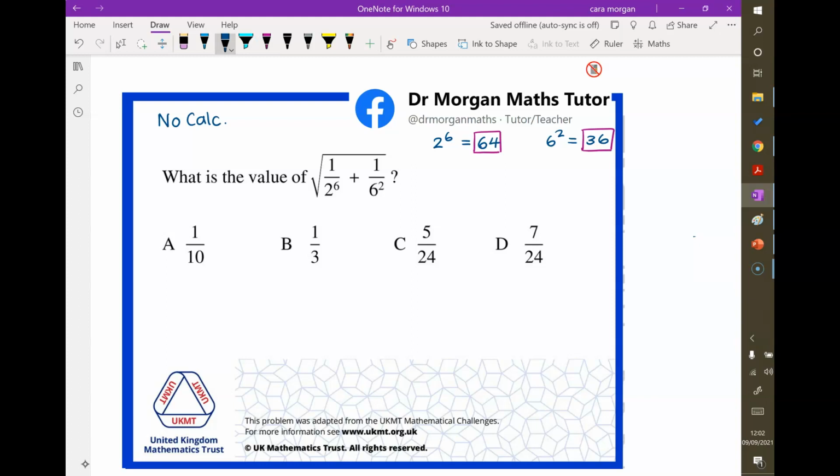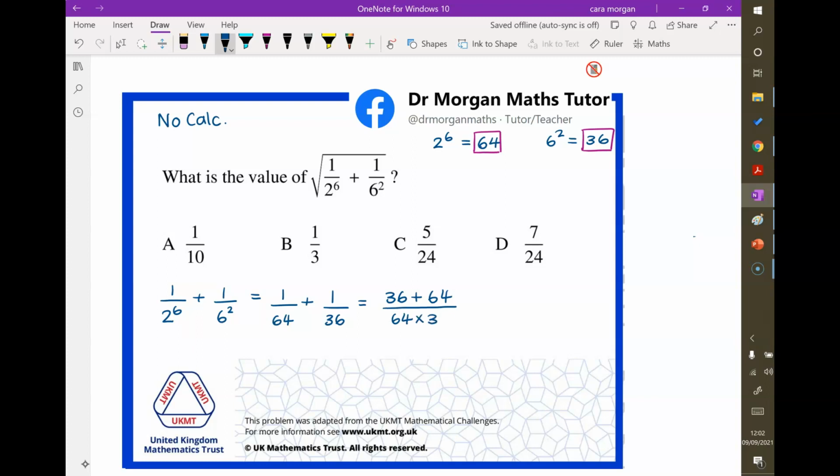Okay, I think what I might do is work out 1 over 2 to the 6, add 1 over 6 squared first. So in order to add those fractions, I've got to, of course, make the denominators the same. So if I wanted to, I could just rewrite that as 1 over 64, add 1 over 36. And the denominator, well, I might as well just cross multiply because I need to get 64 multiplied by 36 as a common denominator. So I'm just going to multiply out, and I've got 36 add 64 all over 64 multiplied by 36.